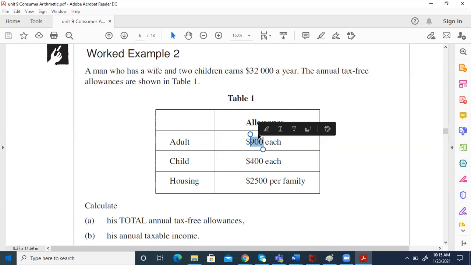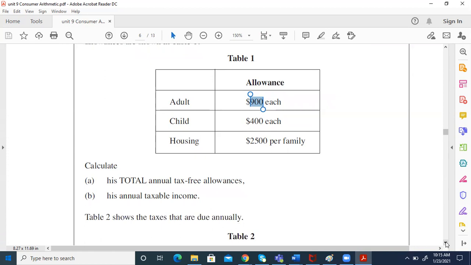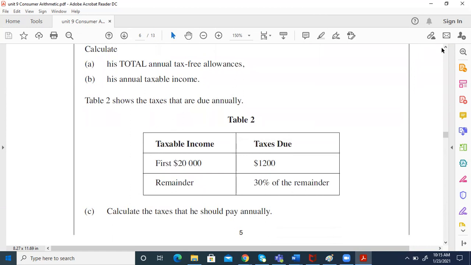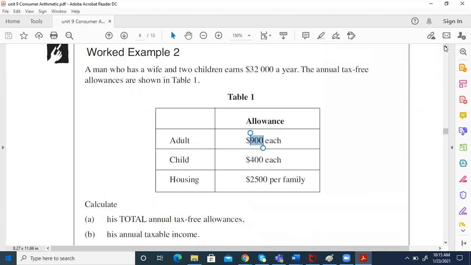All right. So you get that now. So they say it's the total annual tax-free allowance, right? Okay. And then they say it's the annual taxable income. Now the question is, you may be wondering, sir, is it that he earns this and the tax-free allowance is subtracted, or do you add?